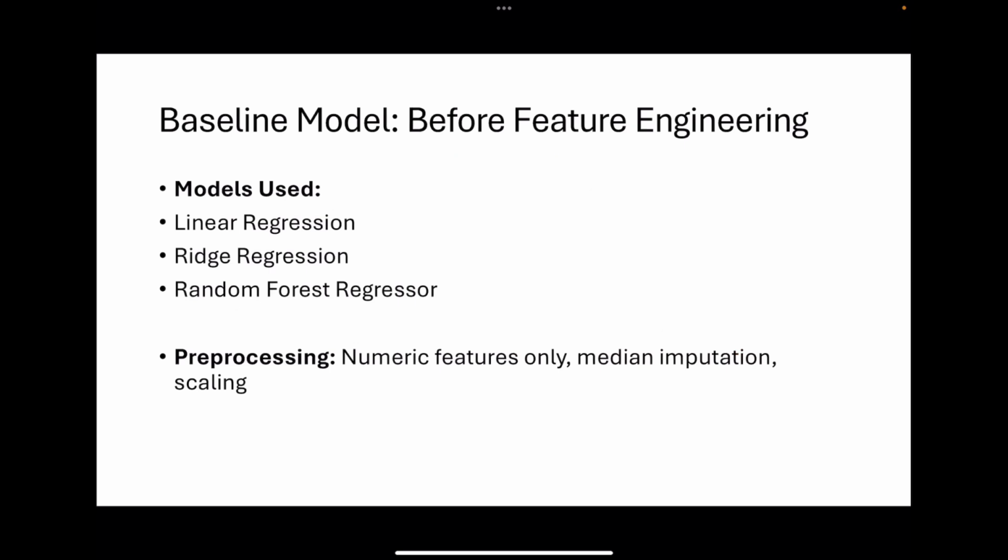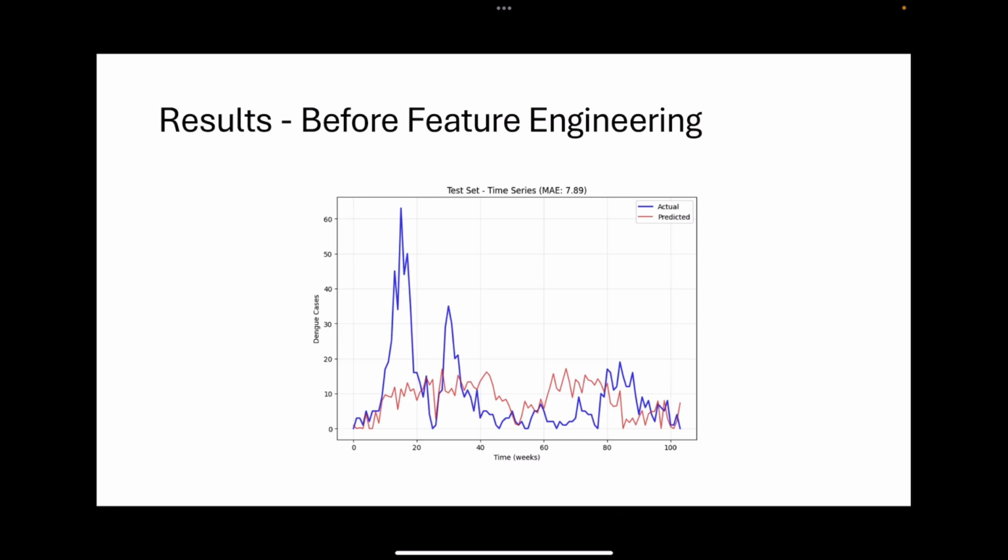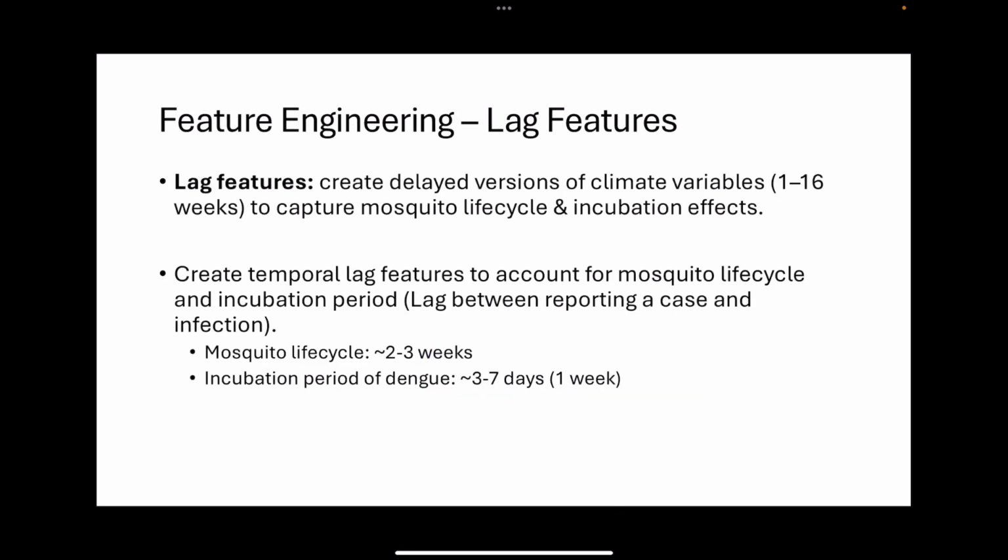And we processed only the numeric features. We did median imputation and scaling. Results before the feature engineering were really bad. As you can see here in the graph, the actual and the predicted values were not close and it couldn't predict the peaks. We then decided to do the feature engineering. So what we did was, first we decided to do the lag features, then we did autoregressive lag features, and then we did the sinusoidal features.